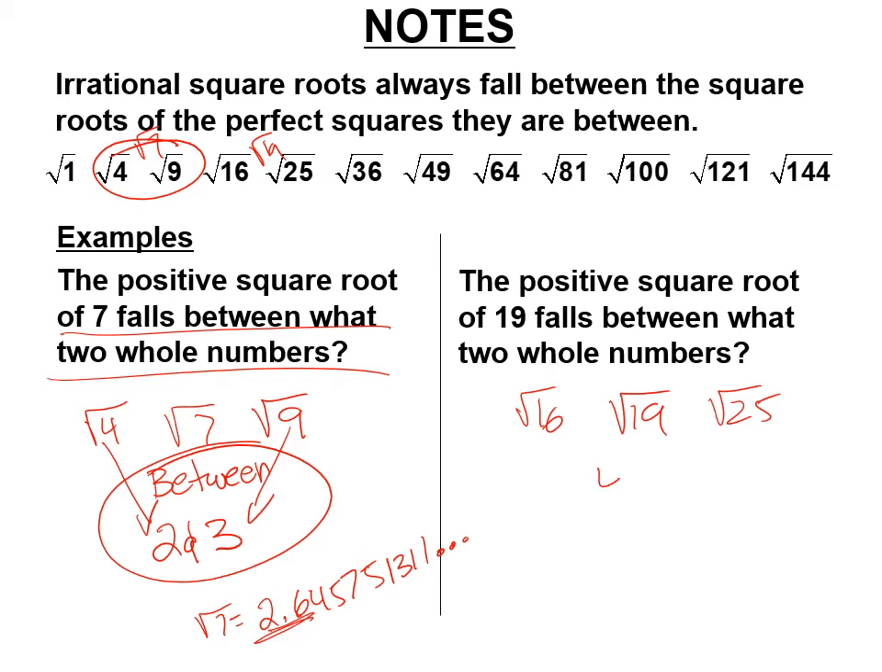The whole numbers, and you have to write the word between, because people start thinking the answer is 4 and 5. No, the answer is between 4 and 5. Please write the word between. All right, it's actually, we'll find out later in the period.